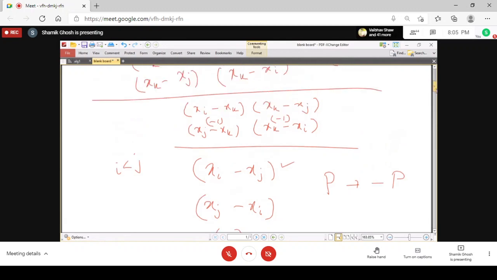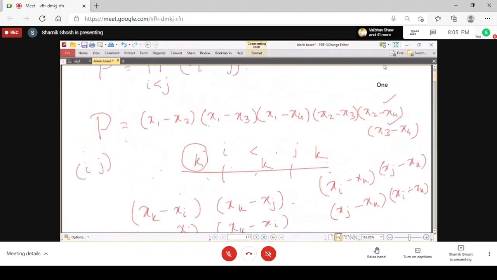So application of every transposition will change the sign, and therefore application of an even number of transpositions will retain the sign, and an odd number of transpositions will change the sign. And that is why an even permutation is always an even permutation, and an odd permutation is always an odd permutation.